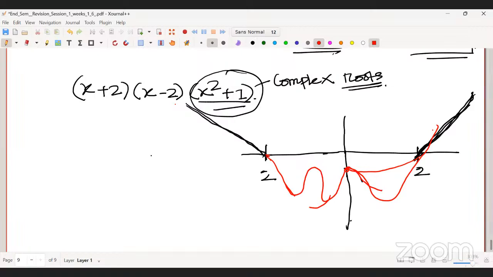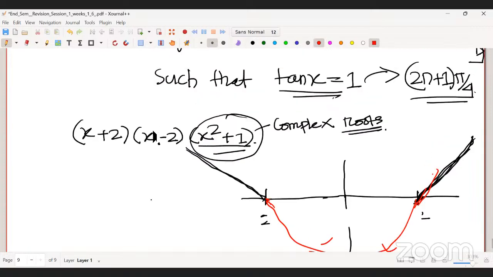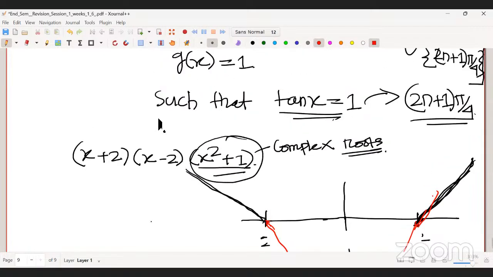So certainly this is not possible. So most likely it will be somewhat like this, or it will be like this. So it depends. If you have complex roots, then it's difficult to say. Okay, so that is the unusual behavior that we don't know so far.